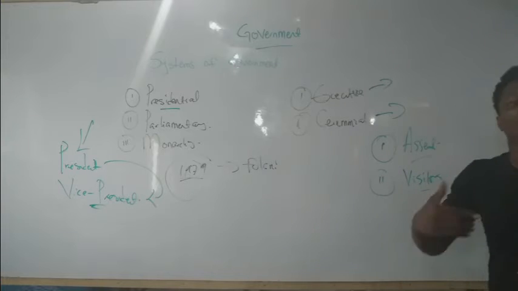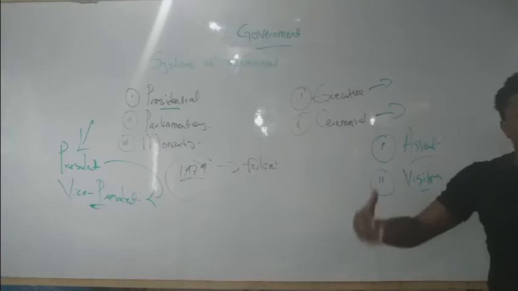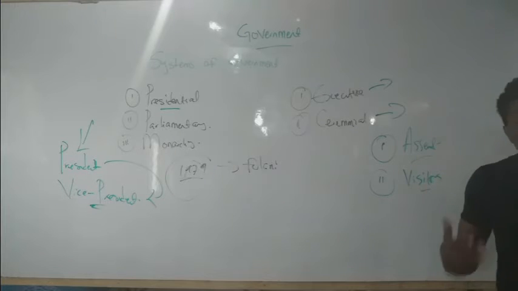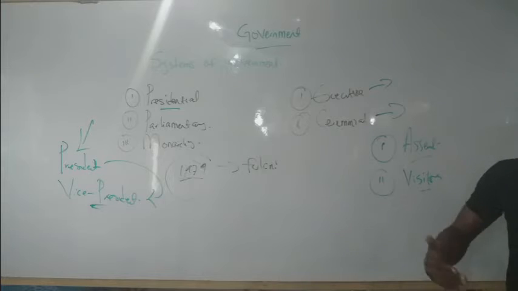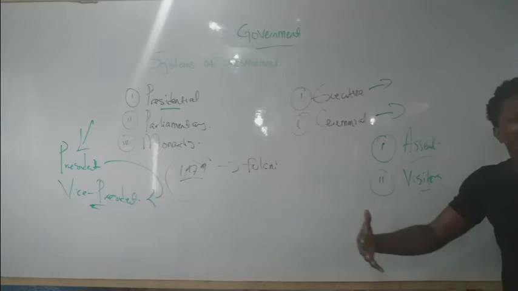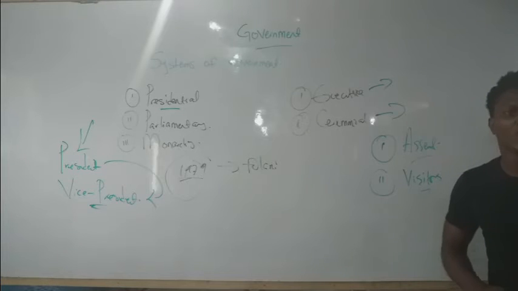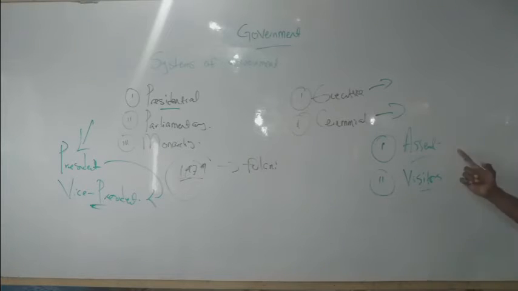The president acts on behalf of the state. It is the responsibility of the president, in his ceremonial capacity, to receive visitors from all over the world. The president receives visitors on behalf of Nigeria from all over the world. Alright, now when they come to Nigeria, the president receives them on behalf of the good people of his state. So do not forget, the functions of the president in his ceremonial capacity include, number one, presidential assent. Number two, receiving of international visitors.